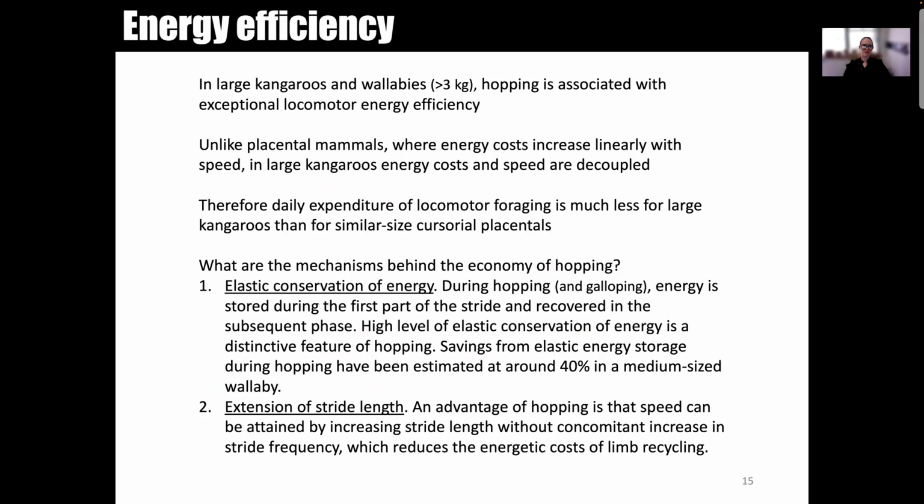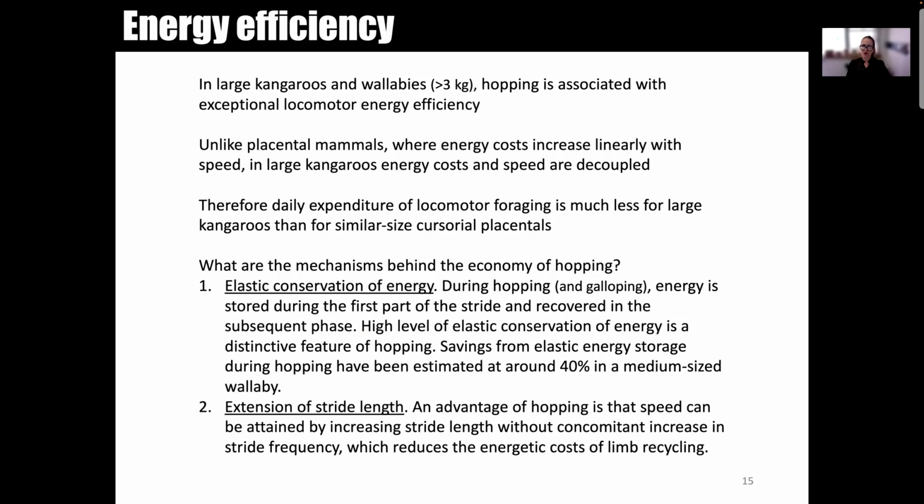So the energy efficiency of hopping in the large kangaroos and wallabies that are greater than 3 kilos: hopping is associated with exceptional locomotor energy efficiency. Unlike placental mammals, where energy costs increase linearly with speed, in large kangaroos, energy costs and speed are actually decoupled. Therefore, daily expenditure of locomotor foraging is much less for large kangaroos than those similar-sized cursorial placentals. So by cursorial, we mean those that are adapted for running.